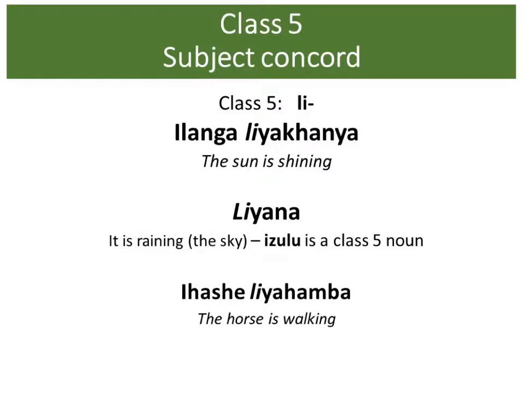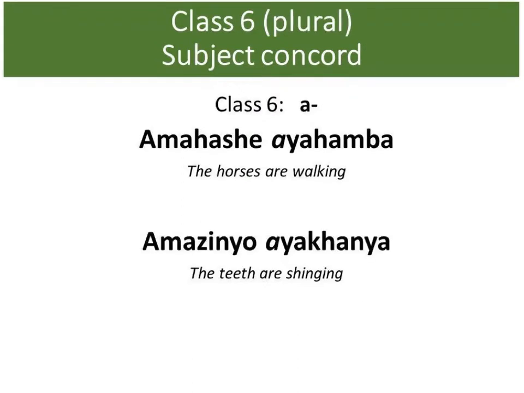Our last example there is the horse is walking, or horse would be one of those nouns you would just learn as a class 5 noun. There's no "li" to give you a clue. But when you want to say the horse is walking, it's ihashe liyahamba. And that "li" again is referring to ihashe, which is a class 5 noun.